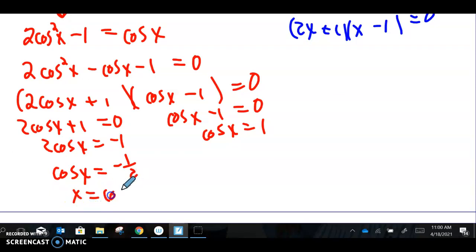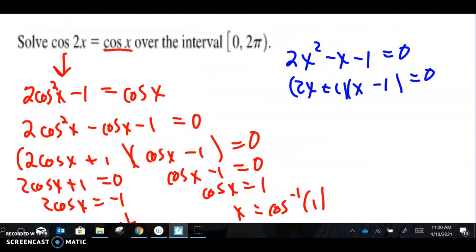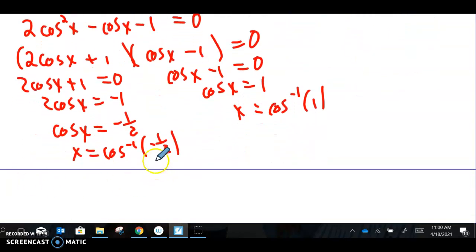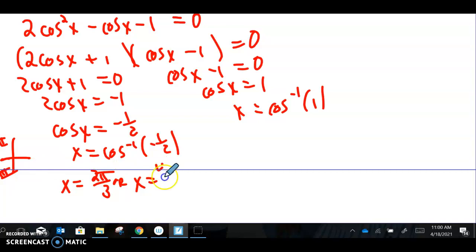So x is going to be the inverse cosine of negative a half. And here x is the inverse cosine of 1. So I'm thinking I was supposed to go from 0 to 2 pi. What angle do I take the cosine of, and it gives me negative a half? So I know I'm over here in the second and third quadrant. I know I'm thinking pi over 3, but over in the second and third quadrant, that would be 2 pi over 3, or down here, what's that, 5 pi over 3? Oh no, I'm sorry, 4 pi over 3. 2 pi over 3, 4 pi over 3.